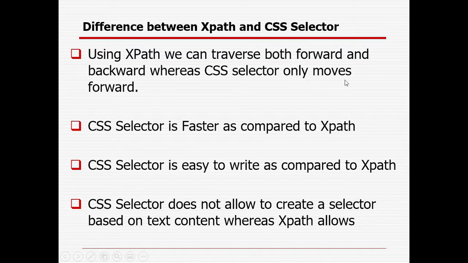What are the basic differences? I already mentioned CSS selector is faster compared to XPath. CSS selector is easy to write compared to XPath, right? CSS selector does not allow creating a selector based on the text option. You can create XPath with text, but in CSS selector it is not possible to use the text option. And in XPath it is possible to traverse in forward and backward direction, but in CSS selector you can only move in the forward direction, not the backward direction.